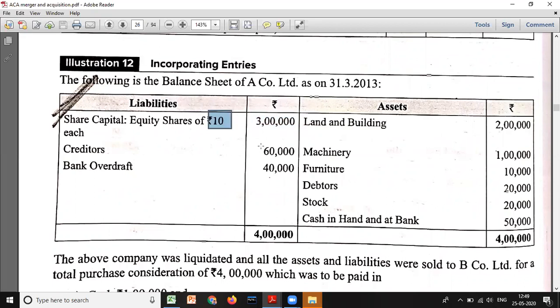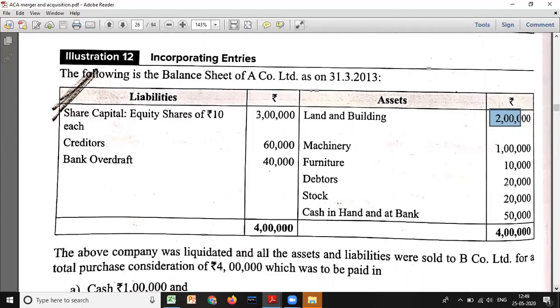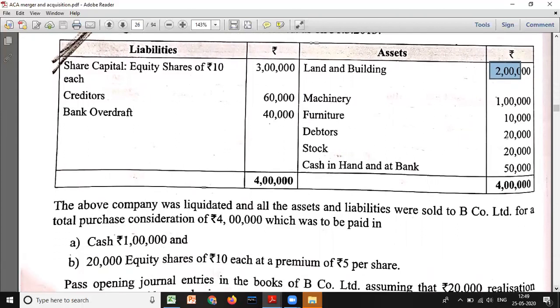Okay. Creditors is a liability, 60,000. Bank overdraft is a liability, 40,000. And land and building 2 lakh. Machinery 1 lakh. Furniture 10,000. Debtors 20,000. Stock 20,000. And cash at bank 50,000. Totally we have 4 lakh each.